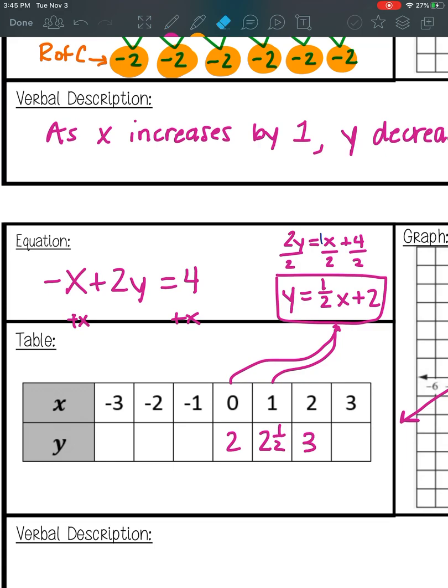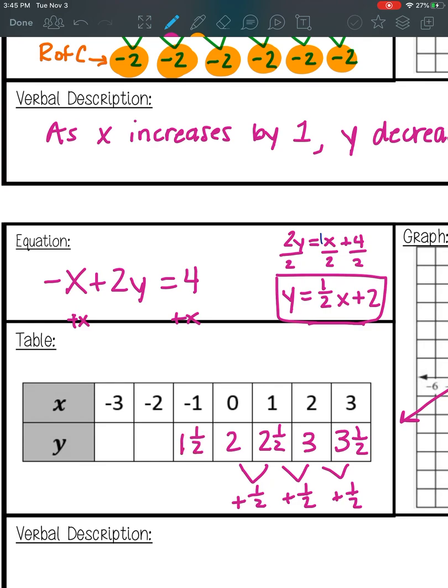Do you guys see the pattern? Plug in 3. So half of 3 is 1 and 1/2. 1 and 1/2 plus 2, we get 3 and 1/2. So each time we're adding a fraction of 1/2. So that would help us then when we go backwards.